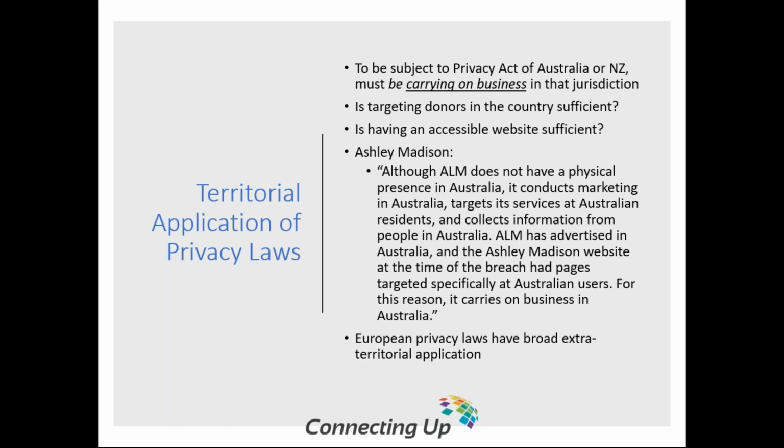So the questions are, is just targeting or emailing donors or potential partners going to be sufficient to mean that you're carrying on business in Australia if you're a New Zealand organisation? Or is even just having an accessible website sufficient? It's been said for a long time that just having a website is probably not sufficient to be carrying on a business. If you're a New Zealand organisation and people can access your website from Australia and make donations or support you, then that probably isn't sufficient for you to be regarded as carrying on business in Australia.